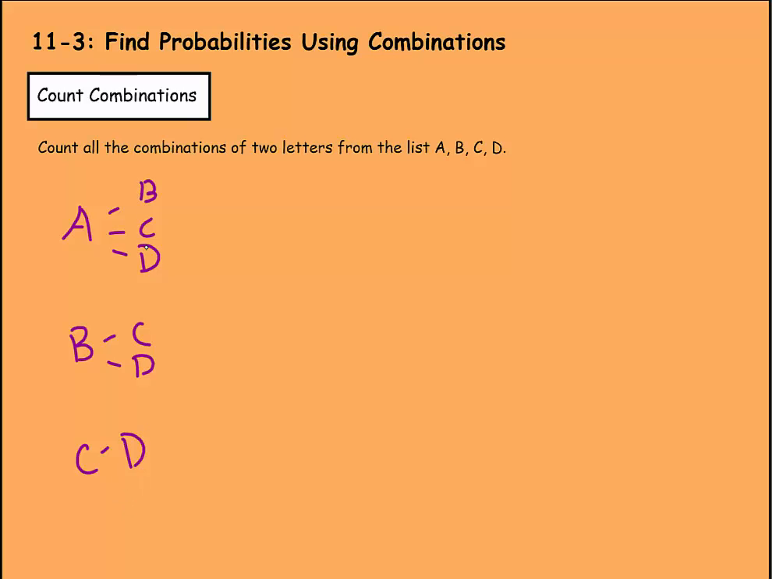And if you notice a pattern, we found 3 for A, 2 for B, 1 for C. So for D, there's actually none. So how many combinations do we have? 1, 2, 3, 4, 5, 6. So we would say 6 combinations.